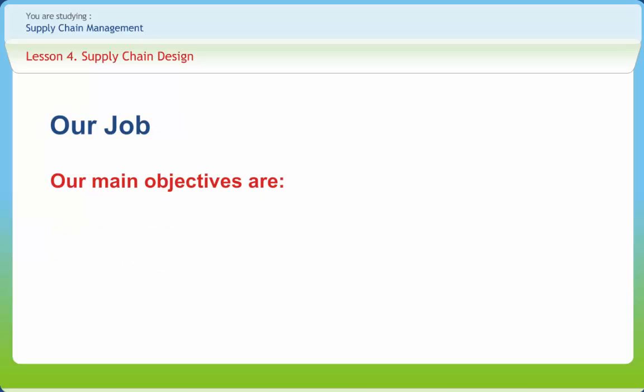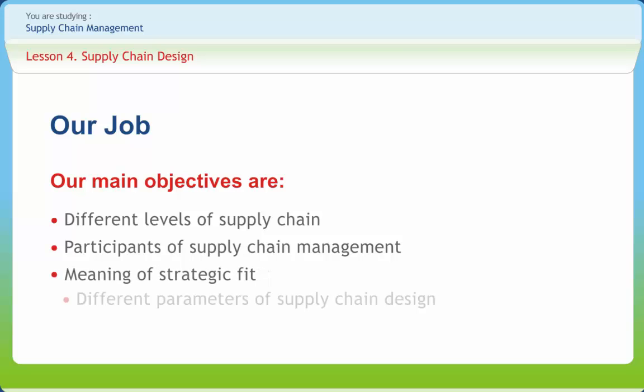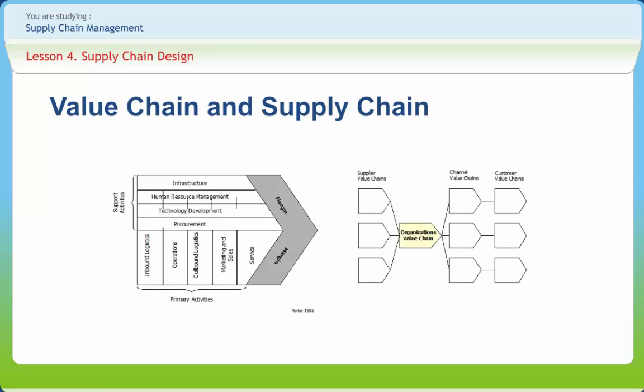It follows from the previous slide that after studying this lesson, you should be able to understand different levels of supply chain, participants of supply chain management, meaning of strategic fit, different parameters of supply chain design, supply chain and value chain. We have already discussed the concept of value chain in an earlier lesson and know that supply chain links value chains. We also know that supply chain decides what the chain's configuration will be, how resources will be allocated, and what processes each stage will perform.